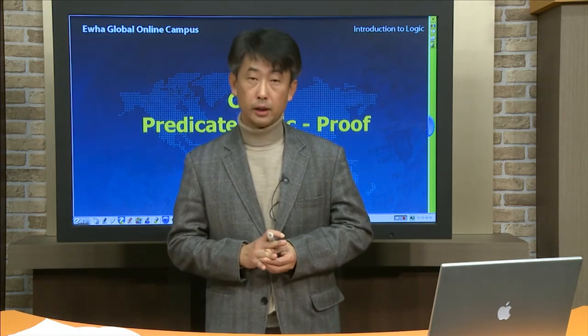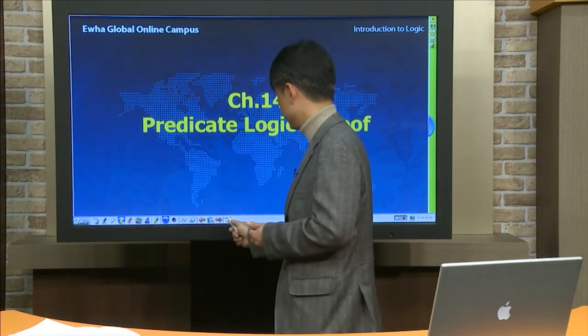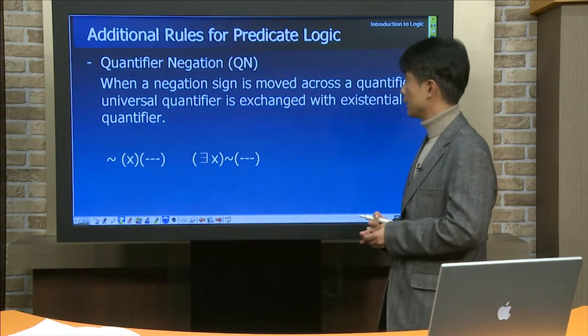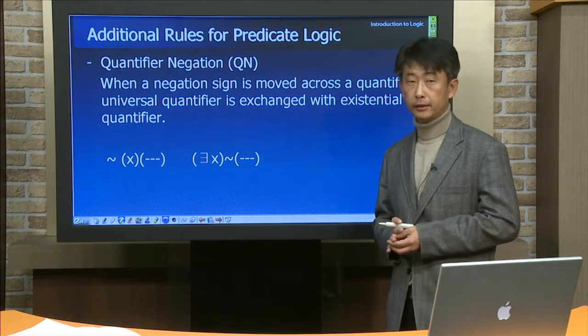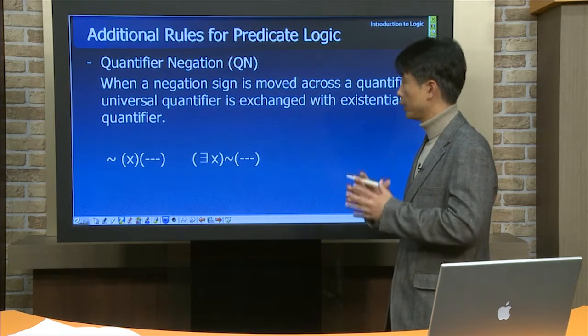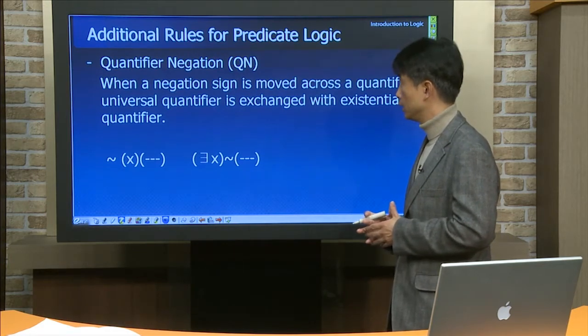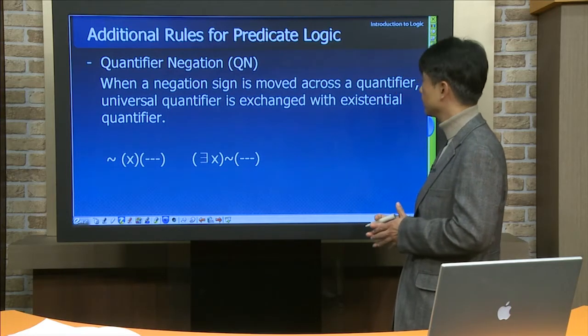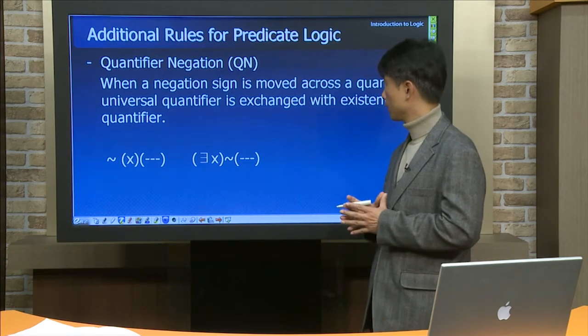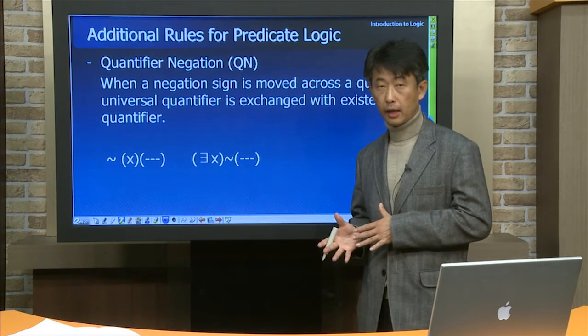Okay? So let's move on to additional rules for predicate logic right away. The first additional rule for predicate logic is called quantifier negation, QN in short. The rule says when a negation sign is moved across a quantifier, universal quantifier is switched to existential quantifier and vice versa.